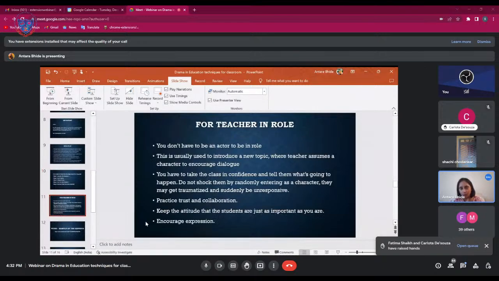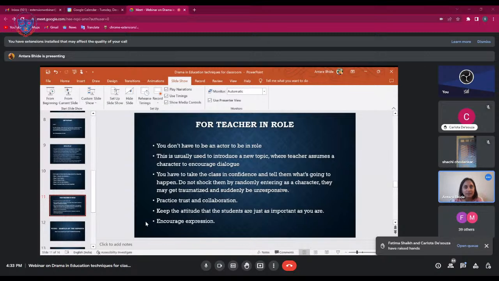Then we have teacher in role. Teacher in role is something that you have to have full control over. If you are a teacher playing a princess, let's say, for smaller classes, KG and all, they really love princesses. If you're a teacher playing a princess, you have to know when to switch out of the princess's role. And you have to inform the students that you are going to switch into a princess's role before you do that. Don't suddenly spring up on them that, okay, I'm now a princess. No, you have to tell them, okay, now I'm going to come in as a princess. I'm going to be me, but I'm also going to be a princess.